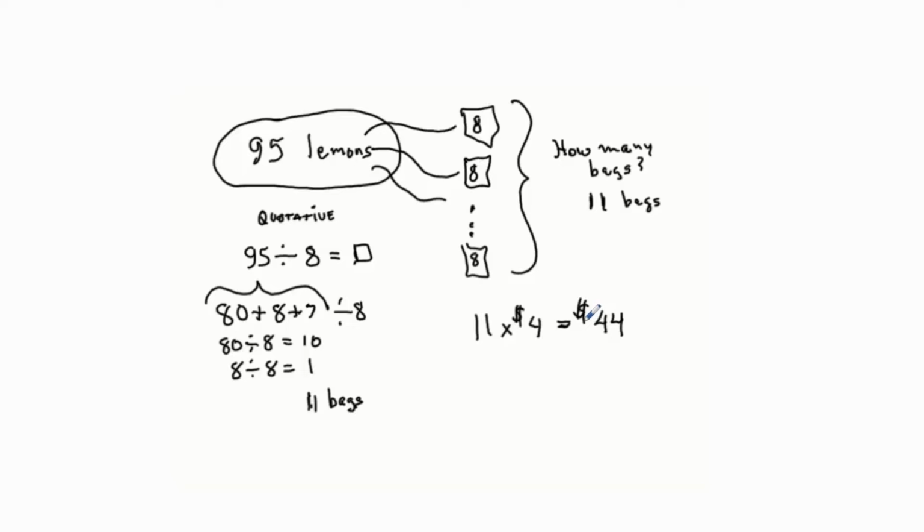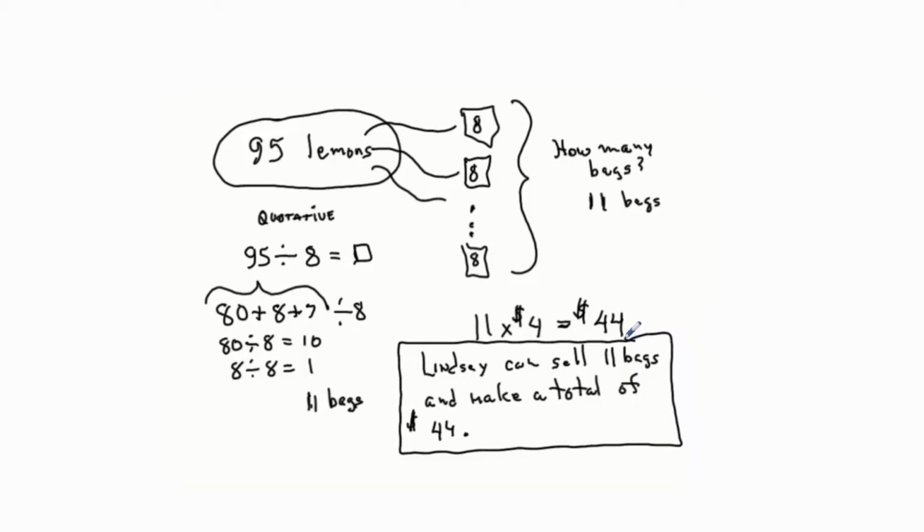So we know the answer to our problem is that Lindsay, using the 95 lemons, can form 11 bags of lemons with 8 lemons per bag. And if she's going to sell them for $4 each, she could make $44. Now we want to answer the question in a complete sentence. So we could say, Lindsay can sell 11 bags and make a total of $44. There's your complete sentence. First word starts with a capitalized letter, and I put a period at the end. And so here is the answer to this problem written as a complete sentence.